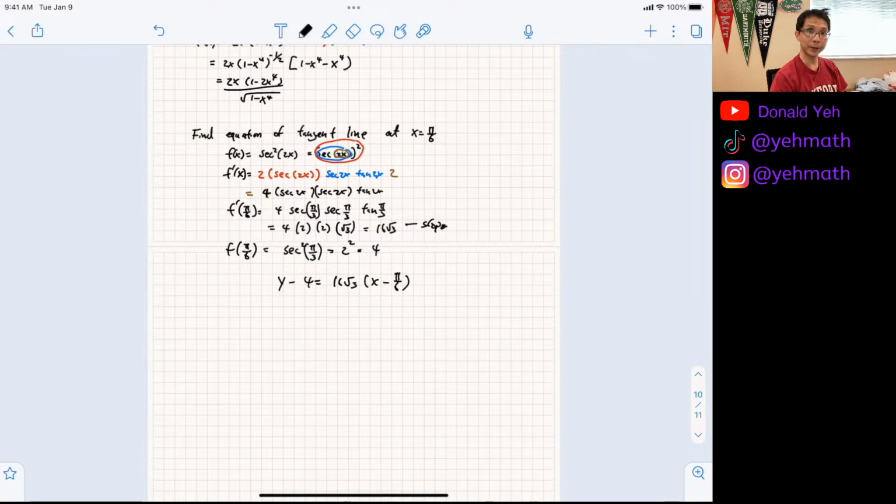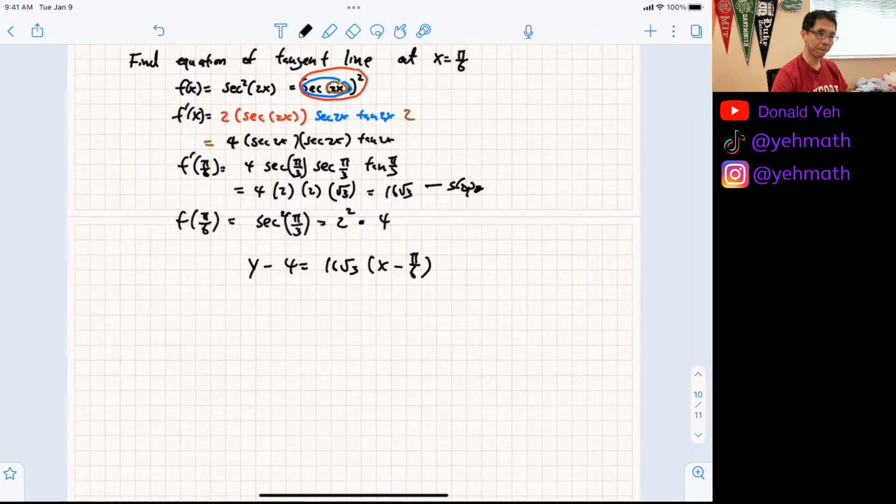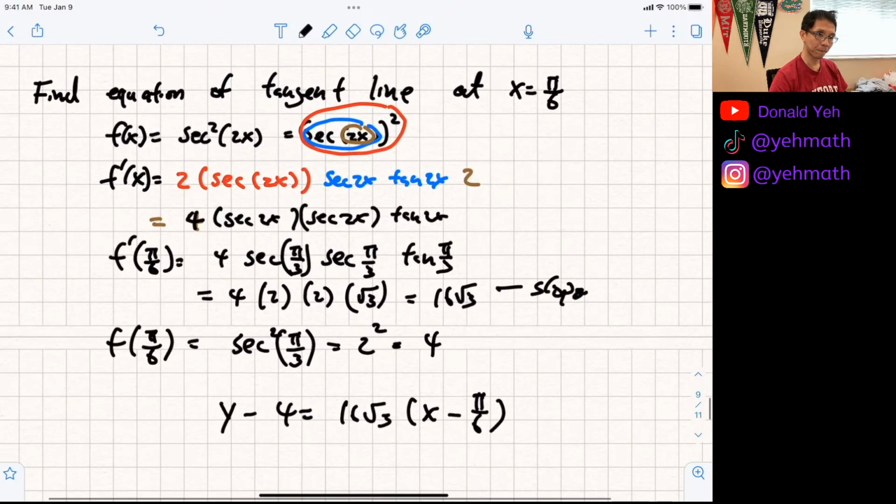Any question about this? To find the y, why would you plug in the pi over 3? I didn't plug in pi over 3, I plugged in pi over 6, but pi over 6 times 2 is equal to pi over 3. Oh, okay. Because secant square of 2x, right? So 2 times pi over 6 is equal to pi over 3. So I get secant square of pi over 3, which is equal to 2 squared.